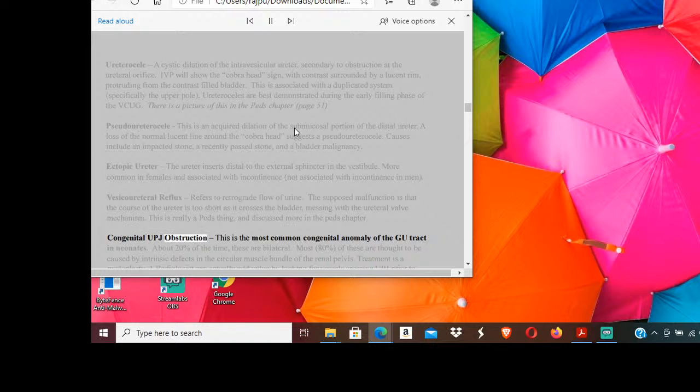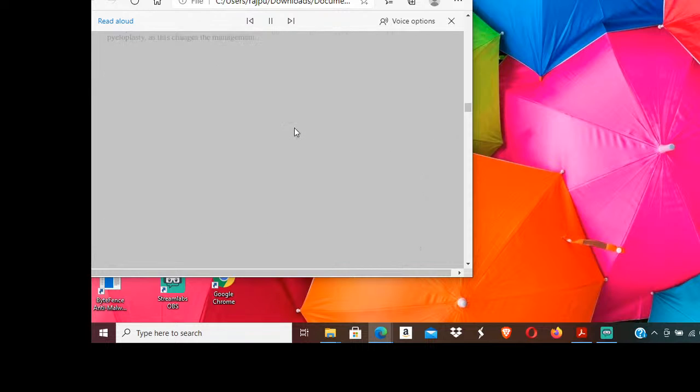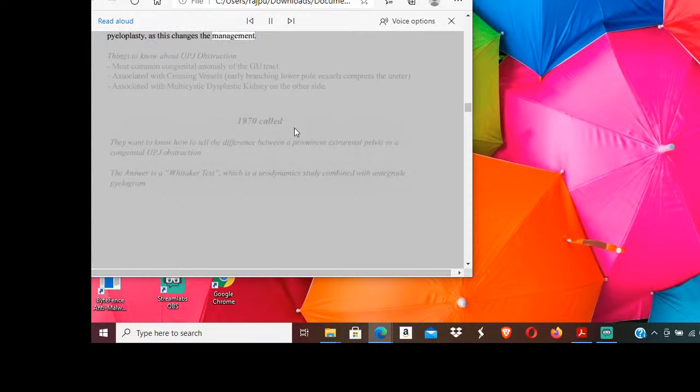Congenital UPJ obstruction. This is the most common congenital anomaly of the GU tract in neonates. About 20% of the time, these are bilateral. Most, 80%, of these are thought to be caused by intrinsic defects in the circular muscle bundle of the renal pelvis. Treatment is a pyeloplasty. A radiologist can actually add value by looking for vessels crossing the UPJ prior to pyeloplasty, as this changes the management.